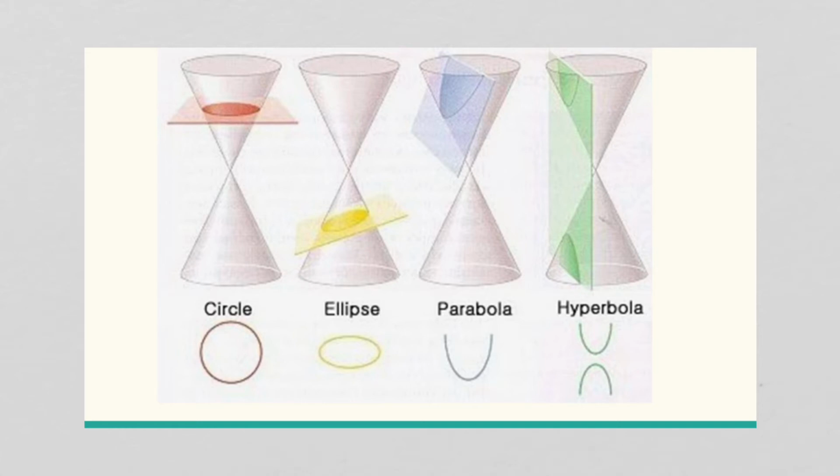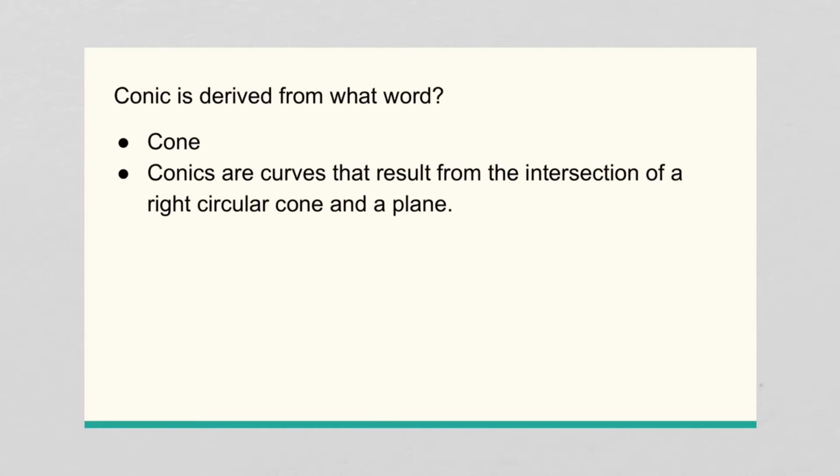We have a right circular cone being intersected by a plane, depending on how the plane is hitting this right circular cone. So we all know these four concepts here. Here's a visual of it geometrically, why these shapes are the way they are. Conic comes from the word cone, so it's the intersection of a right circular cone and a plane.